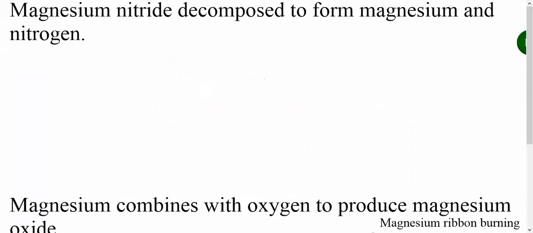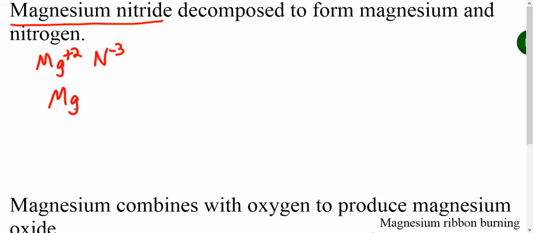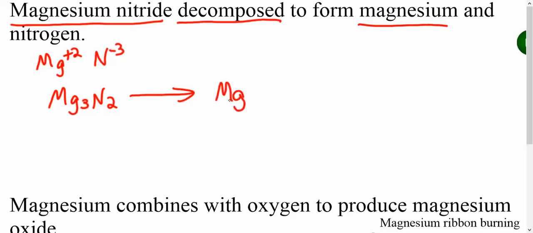Magnesium nitride decomposed to form magnesium and nitrogen. We'll write the formula for magnesium nitride. Mg plus 2, nitride negative 3, gives us Mg3N2. Decompose, that indicates a change, so we'll go ahead and write the arrow. To form magnesium, since it's not a diatomic element, we'll just write Mg. And there's the plus sign. Nitrogen. Nitrogen is one of the 7 diatomic elements, so we have to remember that too. And that's the formula equation.